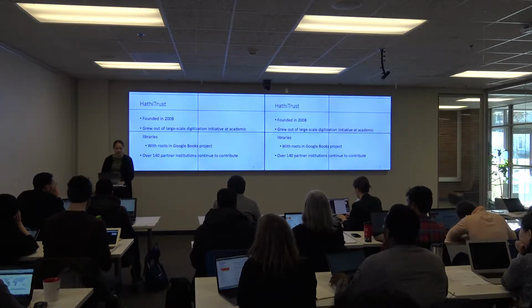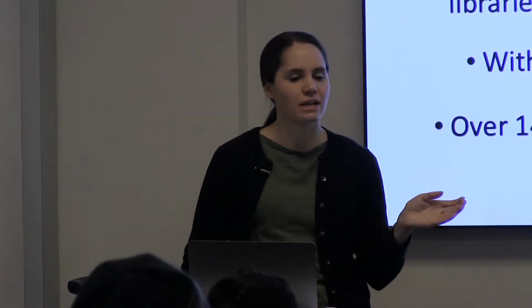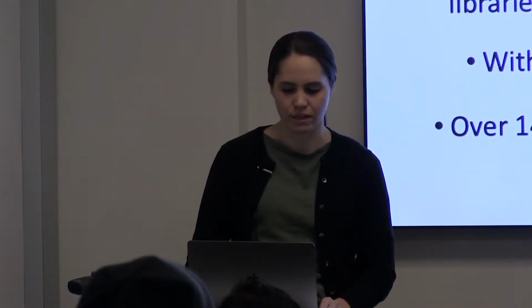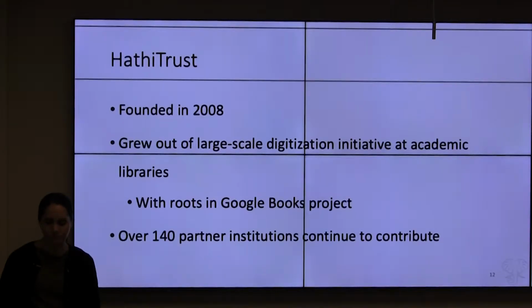So there are 140 partner institutions, primarily in the US, although there are some in Canada, Australia, and then a few in Europe, and maybe one in Japan, although I don't know if they're a partner or a contributor. But they are mostly in the US, but there are other international partners as well. And the University of Cincinnati is a partner in Hathi Trust. So by virtue of being at the University of Cincinnati, you are afforded a few additional benefits for working with the digital library materials, although the library is accessible to the public.